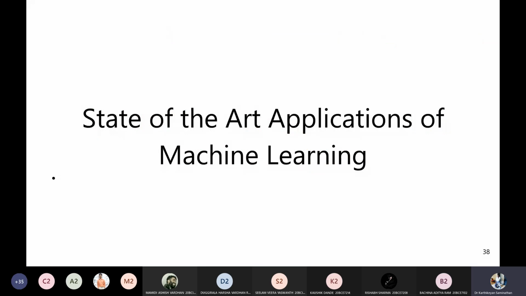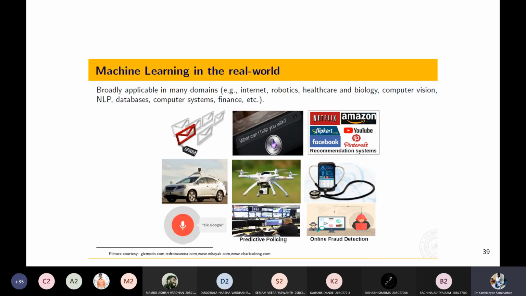There are certain applications which use machine learning as a development environment.